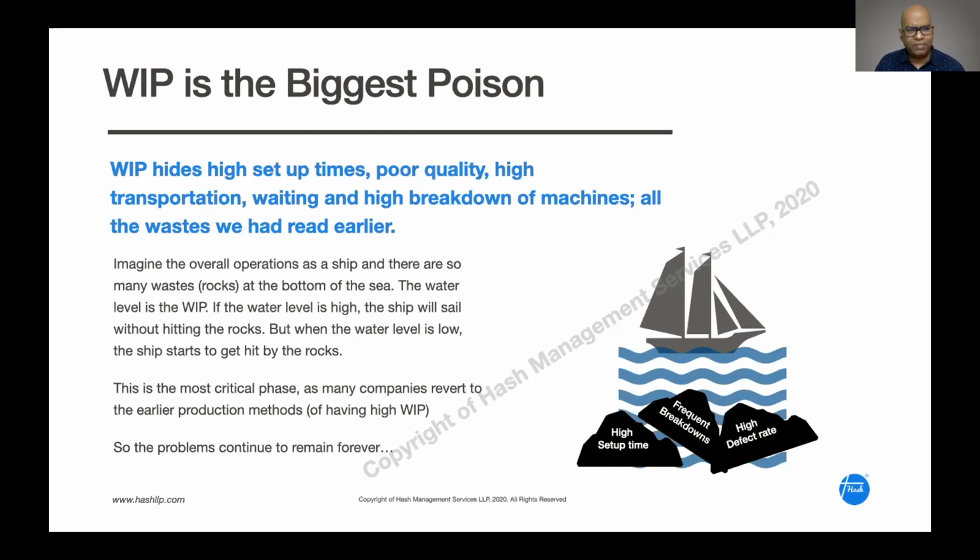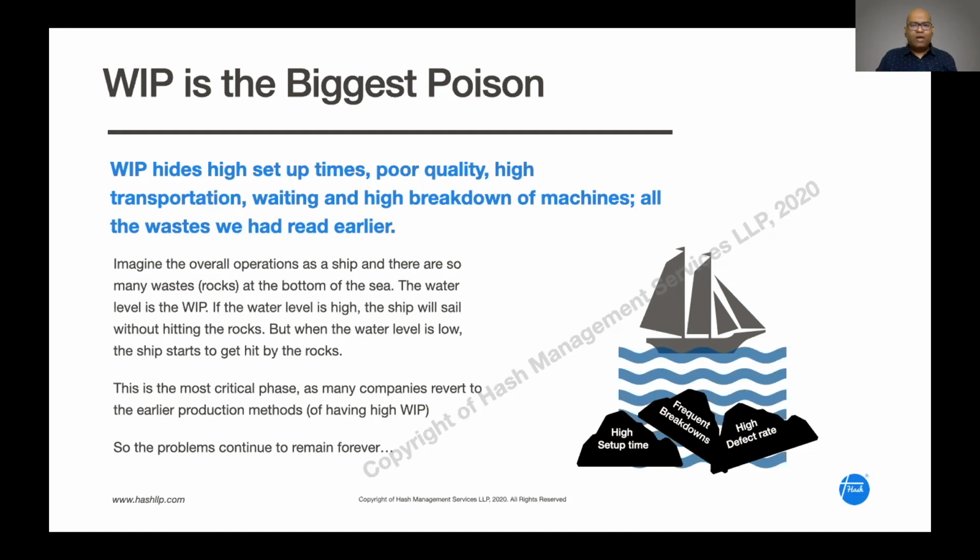This happens on all shop floors. Wherever you see WIP, it is used for hiding inefficiencies. High setup times, you can easily hide. Poor quality of processes: imagine a particular process keeps producing defects. You always maintain some stock, right? Otherwise, when there are a lot of defects, the next process will wait. When there is a lot of transportation here and there, you cannot do one by one, so you always have a lot of WIP to avoid that.